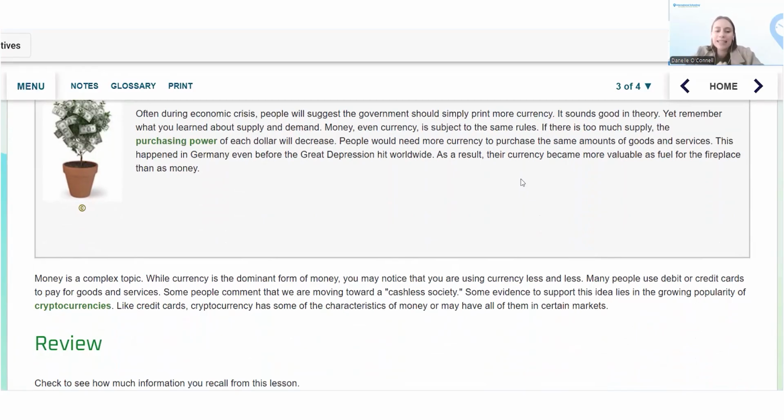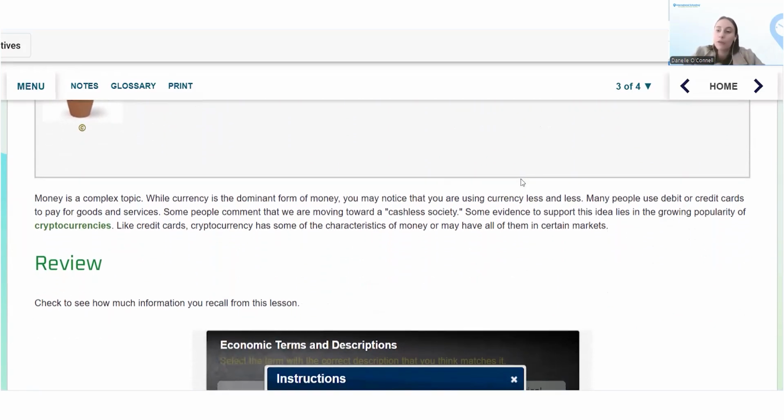While currency is the dominant form of money, we may notice that we use currency less and less. We refer more to our debit cards or credit cards to pay for goods and services because we are moving somewhat into a cashless society. And evidence does support this by the growing popularity of cryptocurrencies like Bitcoin. So like credit cards, cryptocurrency has some characteristics of money, and they may have all of them in certain markets.